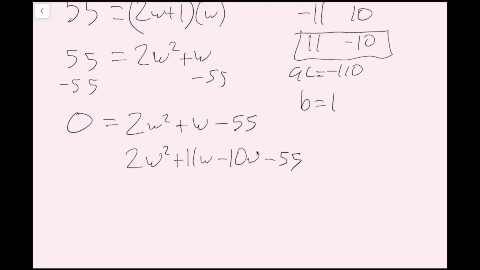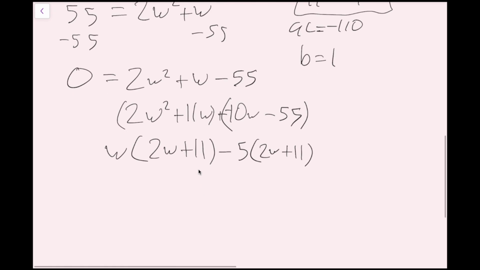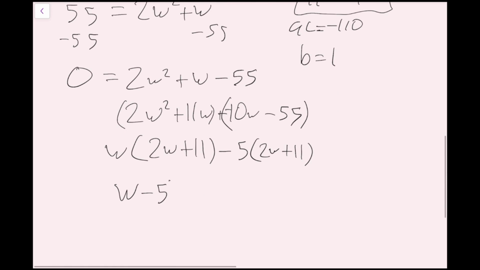All right, now I'm going to use my grouping. So I'm going to have my 2w squared plus 11w in one group. Then I'm going to do plus my negative, and then I have my second group. So here I'm going to factor out a w. That's all I can factor out, w. And then I get 2w plus 11. And then here, what I'm going to factor out is negative 5. If I factor out a negative 5, I have negative 5 times positive 2w, and then plus 11 again. And remember, we always want this and this to be the same, so I can finish my factoring. And I'm going to rewrite this as w minus 5, that quantity, times 2w plus 11.